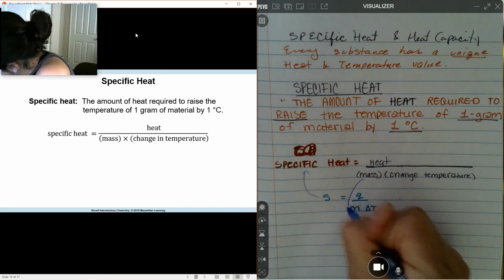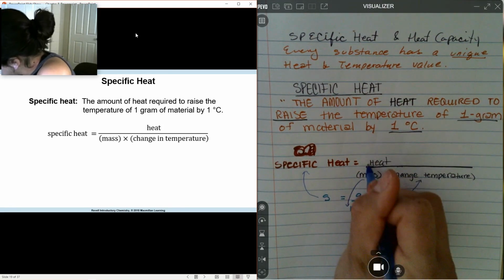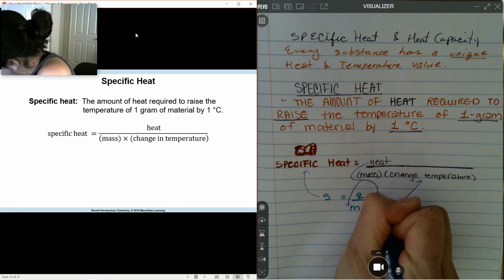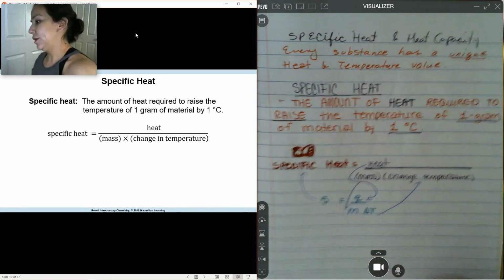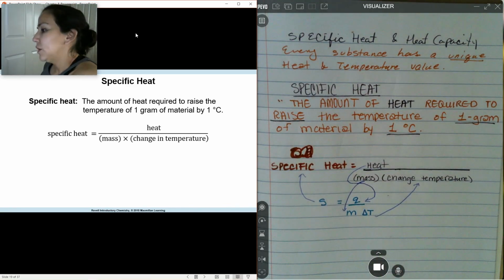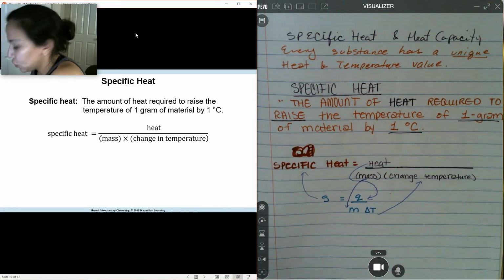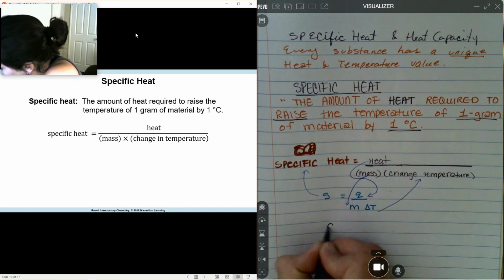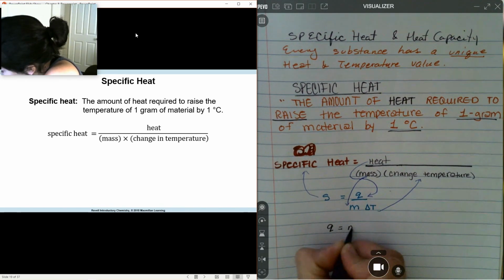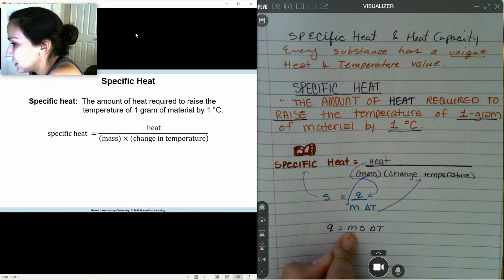Our mass is this one right there. Our change in temperature is right here. And our heat is our Q value. Okay. So that's specific heat. And this equation right here can be rewritten in a format that you're going to probably use more often, like this. Q is equal to m s delta T. Heat is equal to mass times the specific heat times the change in temperature.